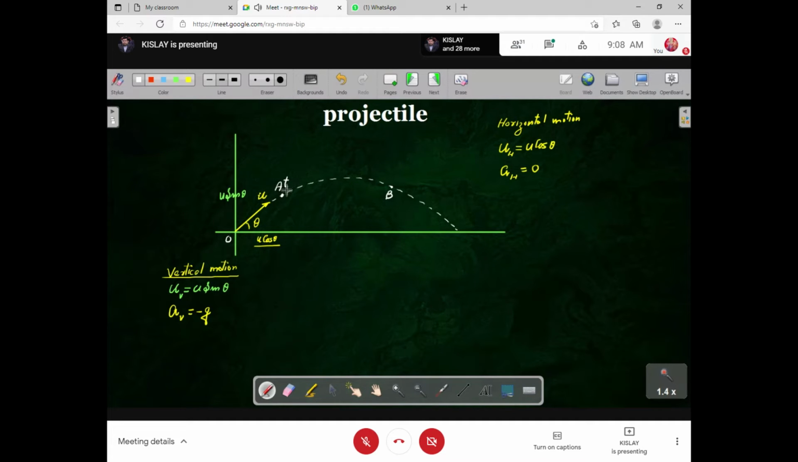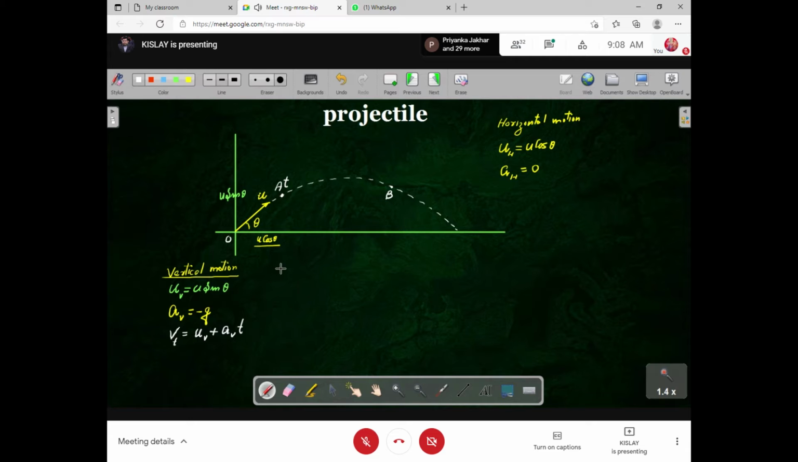If we want to find the horizontal velocity at time T, listen carefully. First, the vertical velocity at time T: V equals U plus AT. It is U vertical plus A vertical into T. I have divided the motion into two different axes and am dealing with them separately.